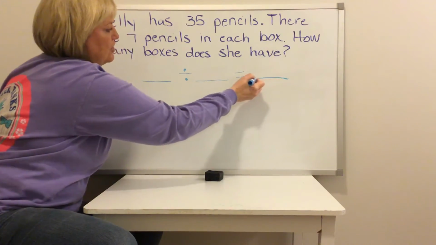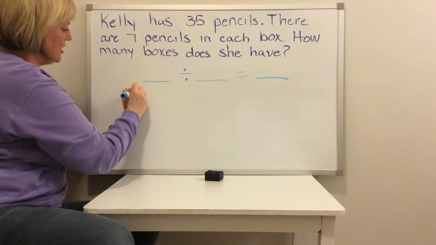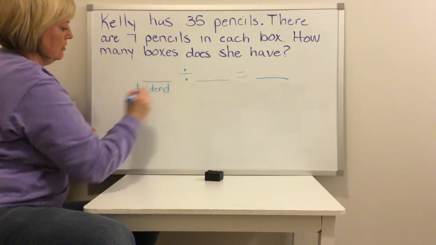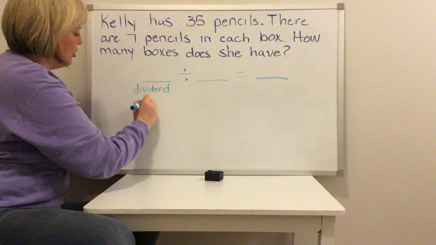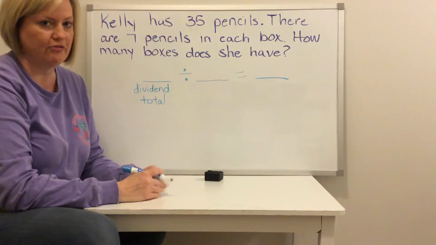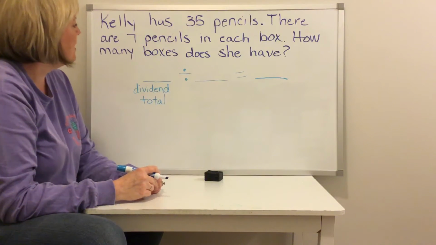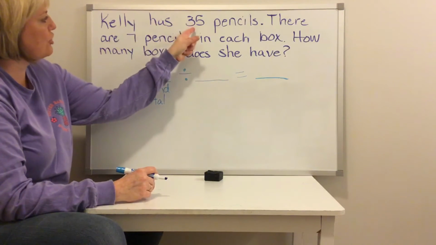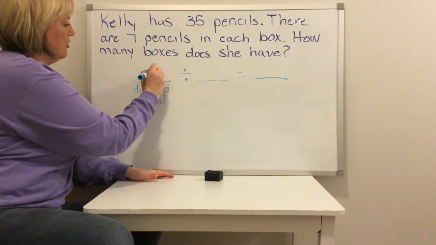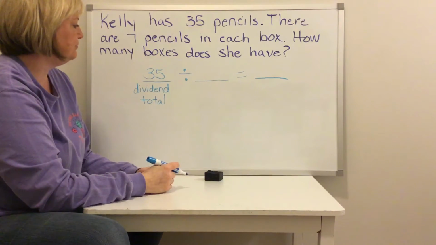So the first number in our division sentence is the dividend. And that tells us our total things that we start out with before we split them into groups. So it tells us that Kelly has 35 pencils. So our dividend here is going to be 35.